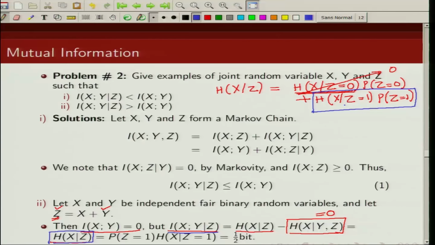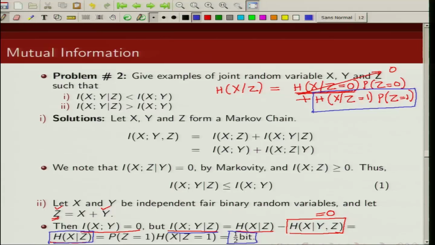Now, what is the uncertainty in x given z is 1? When z is 1, x could be 0 and y could be 1, or x could be 1 and y could be 0. So z could take values 0 and 1 with equal probability. So the uncertainty in x given z equal to 1 is h of half, which is 1, multiplied by the probability of z equal to 1, and this would give us 0.5.